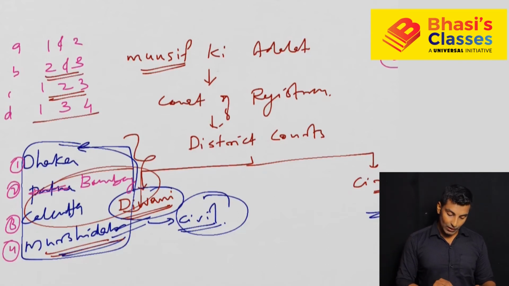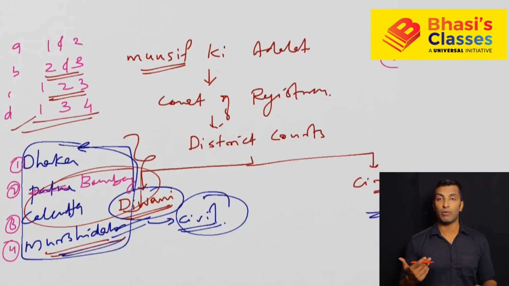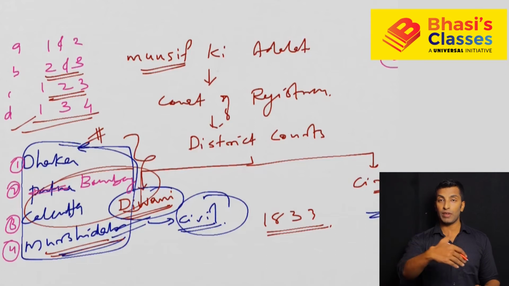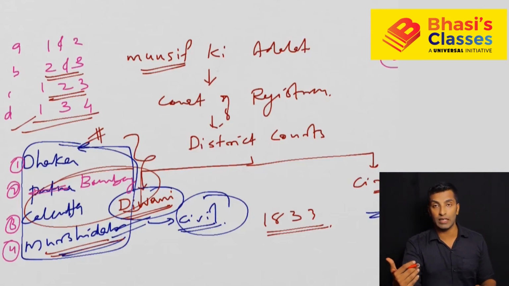But the correct answer is 1, 3 and 4. Okay, this is the way they will make the question. Now, you can see in 1833 there is a Charter Act. Just before, we also discussed this when we discussed civil service reform.